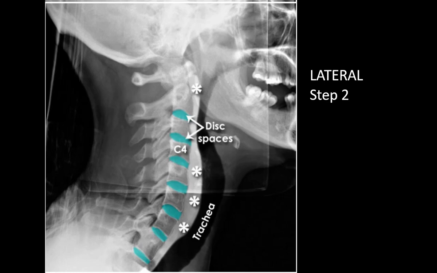Normally you can see it tapers to C4 and then from C4 it gradually widens. So if there is any distortion in this space, you may look for any pathology here.